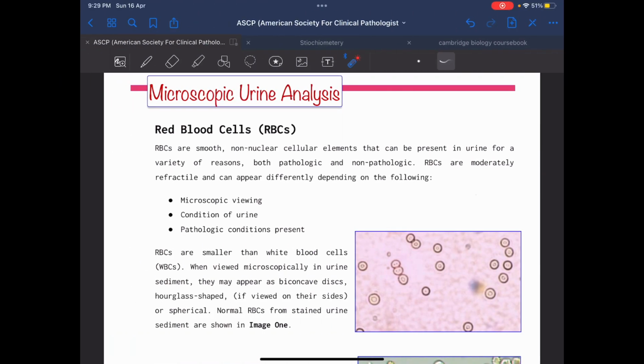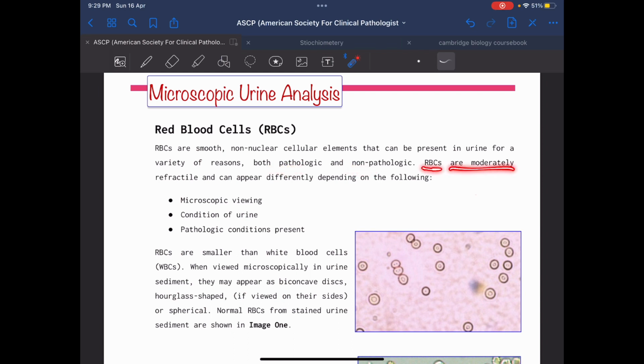رجعنا لكم مرة تانية to discuss the microscopic urine analysis. النهاردة we will discuss red blood cells. Red blood cells are smooth and non-nuclear cellular elements. So the RBCs have no nucleus and can be present in the urine for two reasons: either a pathological reason or a non-pathological reason.